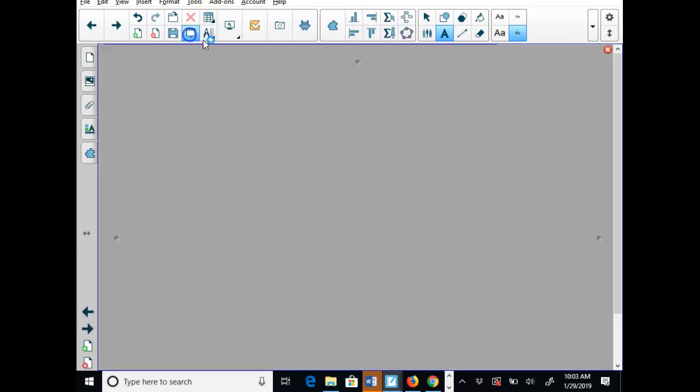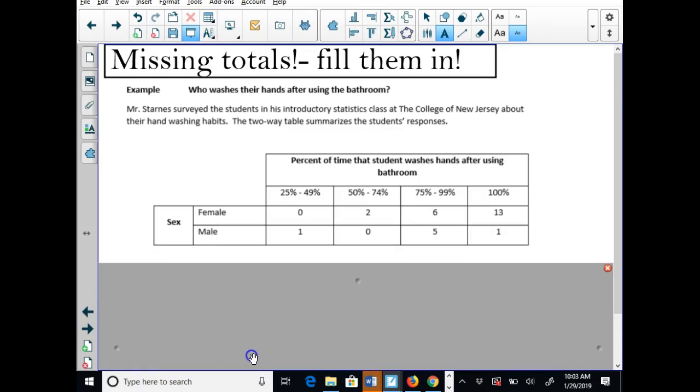What I want you to do right now is I want you actually to copy down this table right here. So we have two genders. We have female and male, and the percent of the time that student washes hands after using the bathroom. So from 25 to 49, 50 to 74, 75 to 99, and 100% of the time. So the first thing that you should be recognizing, and again, I want to just interject here, I am going to go fast, so it is your job to pause when needed.